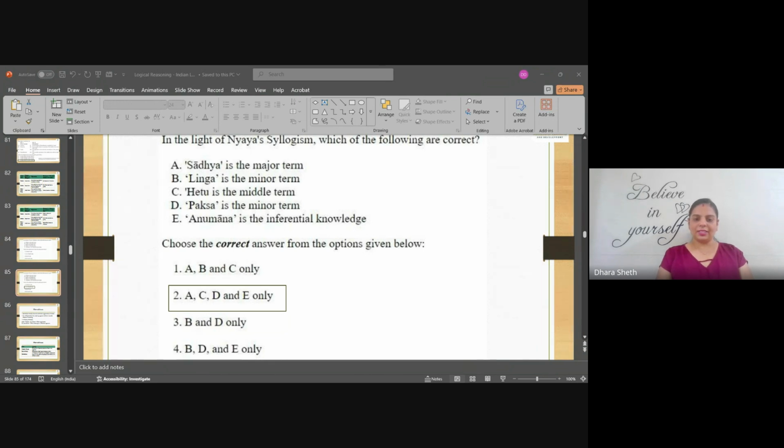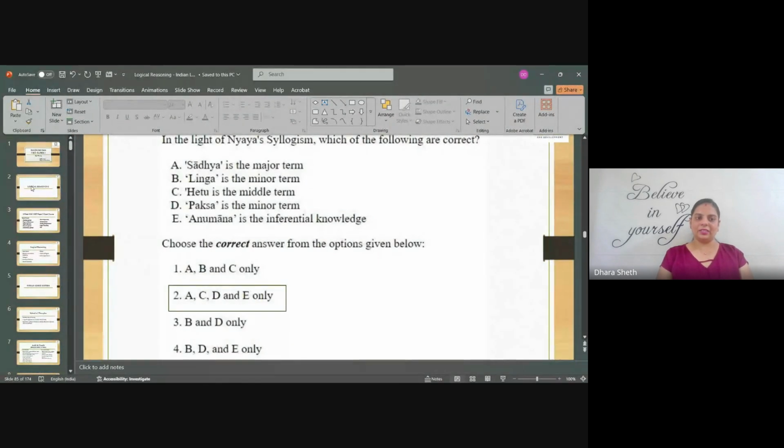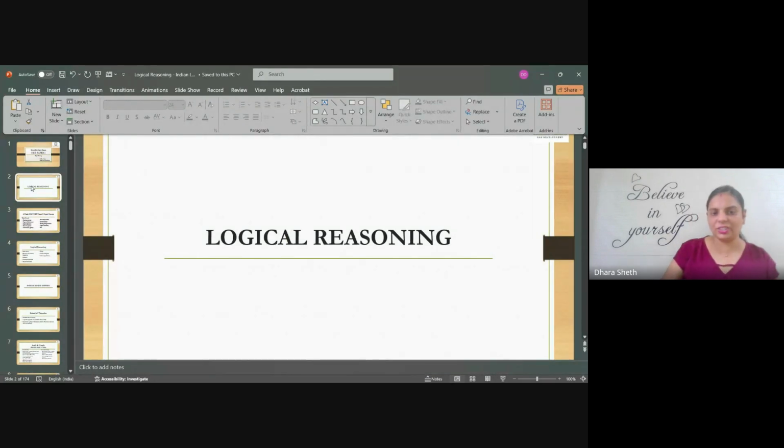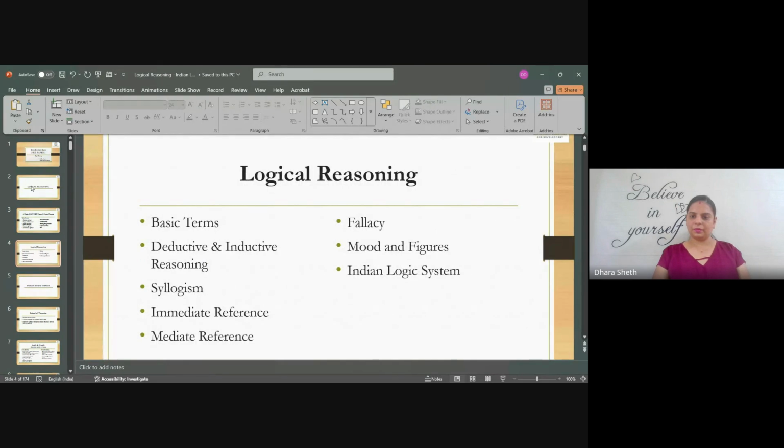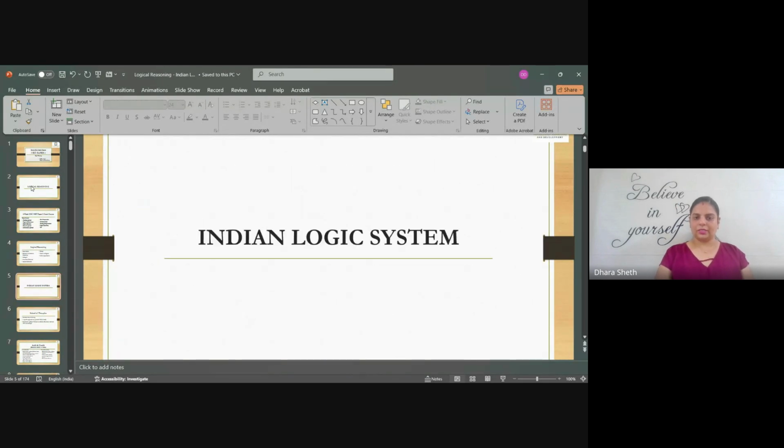Now, after this recap, let's start again from where we should actually start the session. Indian logic system. Okay. So the Western logic system is called Aristotelian system of logic, and the Indian logic system we are talking about in UGC NET is mainly the Nyaya philosophy. But apart from that, there are several schools of thought.